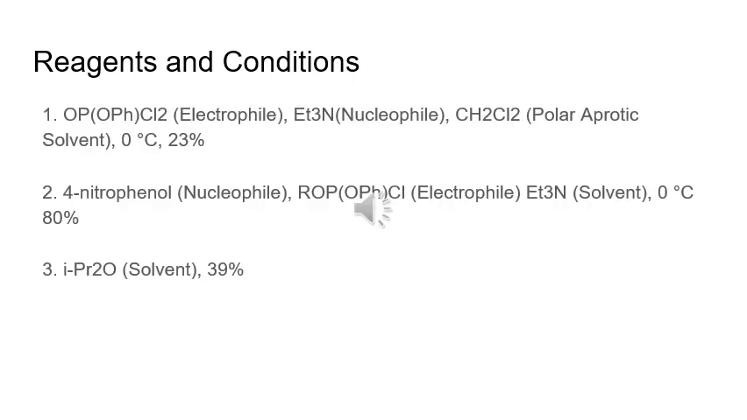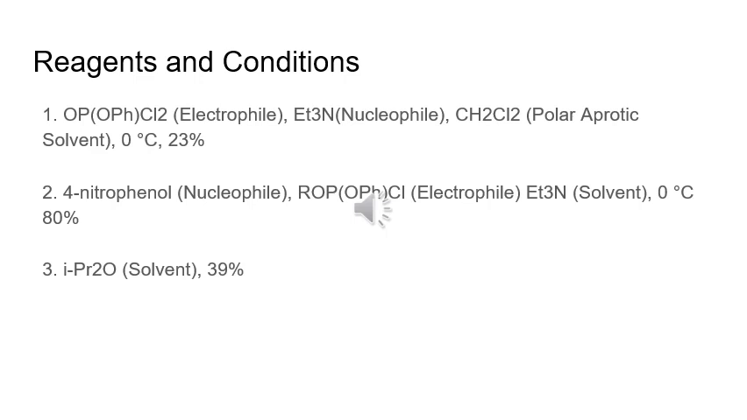Regarding the reagents and conditions of this reaction, there are really two parts to it. In the first step, triethylammonium serves as the nucleophile, and OP-OPHCl2 serves as the electrophile, and it takes place in a polar aprotic solvent of CH2Cl2. In the second step, 4-nitrophenyl serves as the nucleophile, and then the R chain connects to the OP-OPHCl. That serves as the electrophile, and this takes place in a solvent of triethylammonium.